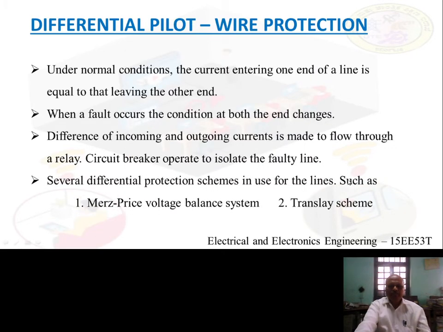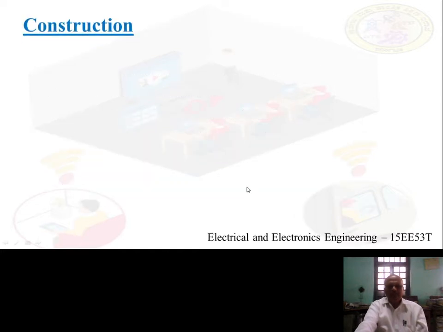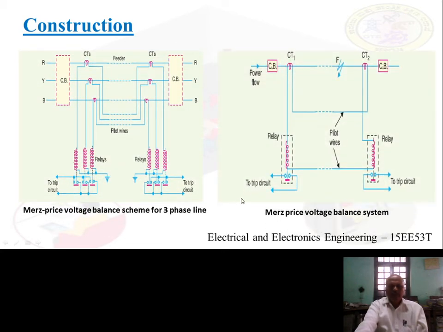There are several differential protection schemes used, such as Merz-Price voltage balance system and translay scheme. Now let us discuss the Merz-Price voltage balance scheme. This figure shows the Merz-Price voltage balance scheme for three-phase lines. To understand the working of this scheme, in this figure we have taken a single line.